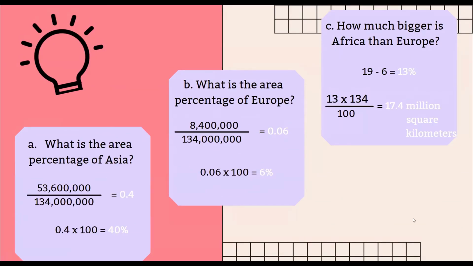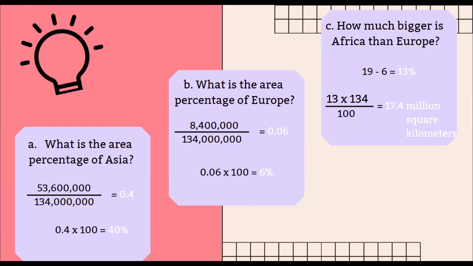For the sample questions, letter A: what is the area percentage of Asia? We just have to divide the area per continent over the total area of all the continents, and then multiply it by 100 to get the 40%. For letter B, same with letter A, we divide the area per continent over the total area and then multiply it by 100 to get the 6%.